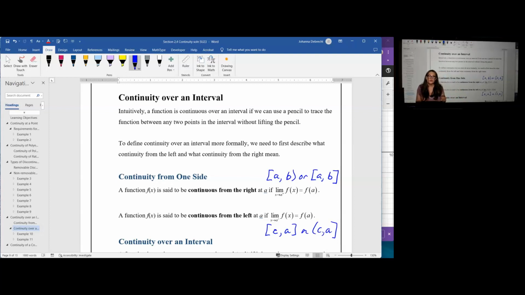This would be very useful in something like a square root function. When you're thinking about the square root function, remember that it would be continuous coming from the right at 0. The function value at 0 does exist. The function value would be 0. And the limit as I come from the right would be 0. And because they're equal, I could say that the square root of x is continuous on 0 to infinity.